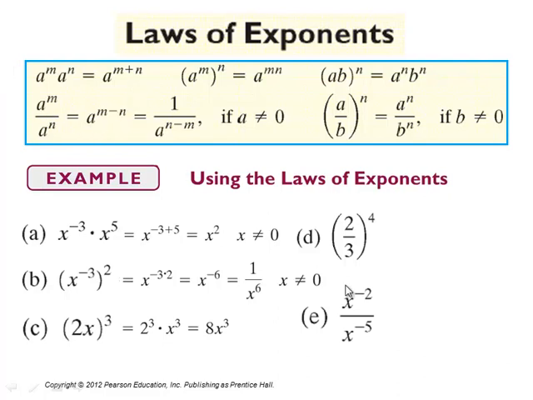This last example right here corresponds to this law right here. So we will just subtract the exponents. Negative 2 minus negative 5 is positive 3. Oh, sorry about that. I skipped this one here. But focusing on this one right here, just subtract the exponents. You have x cubed. This one right here is using this law right here. So 2/3 raised to the 4th power means 2 to the 4th over 3 to the 4th.